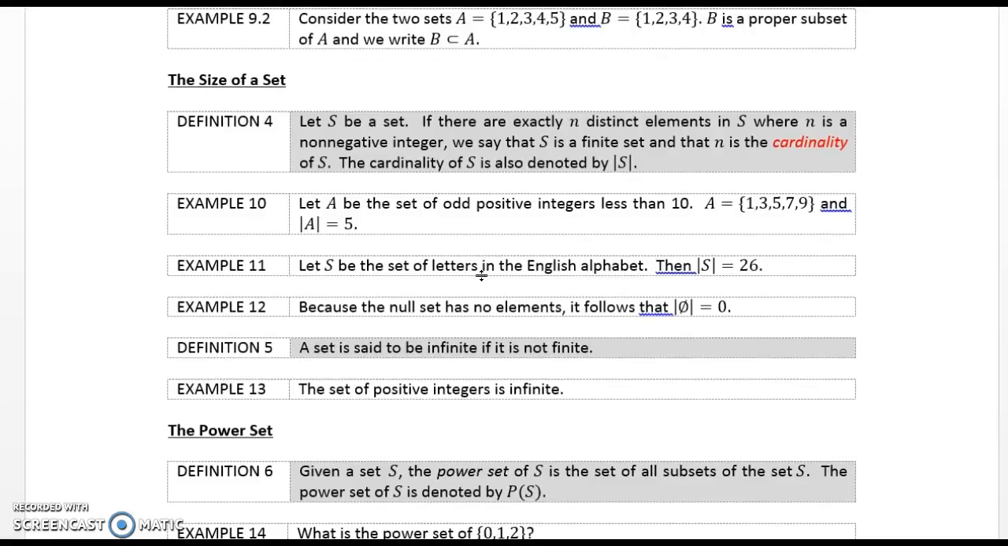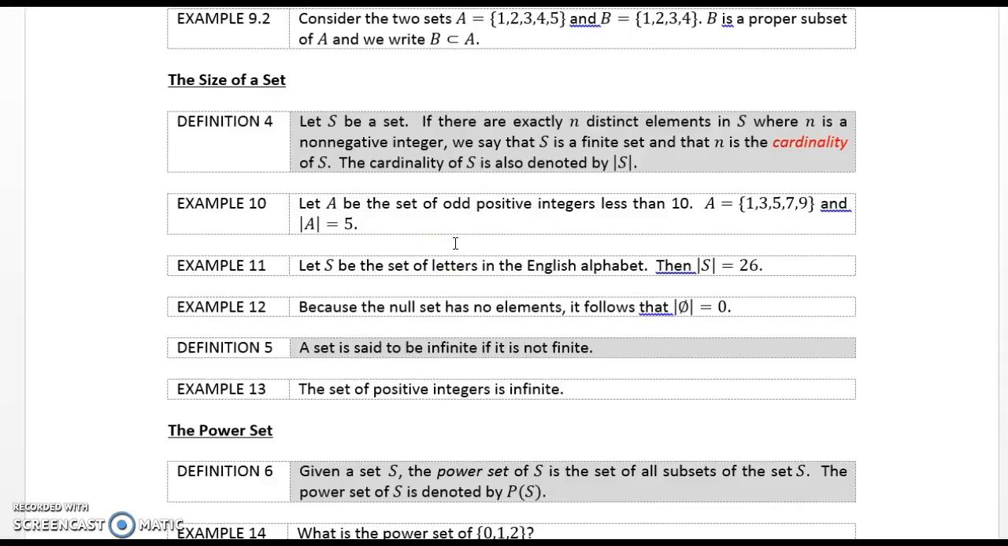The size of a set. Definition 4. Let S be a set. There are exactly n distinct elements in S, where n is a non-negative integer. We say that S is a finite set and that n is the cardinality of S. The cardinality of S is denoted by two vertical bars around S.